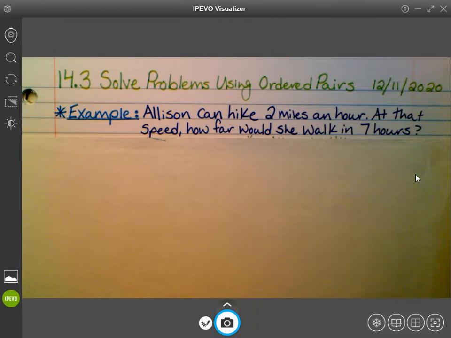Voices off. Some of you might be able to do this in your head, but that's not what we're practicing today. We're practicing using ordered pairs to help us solve problems.